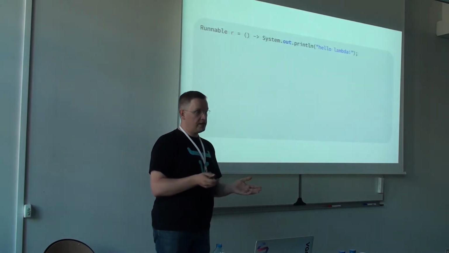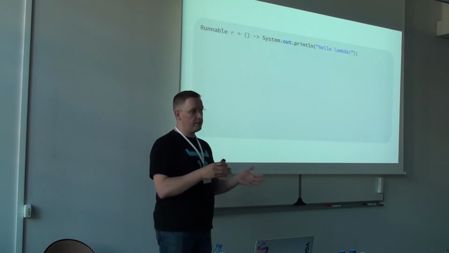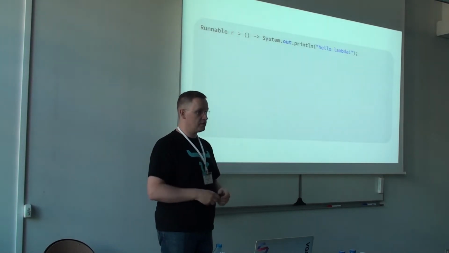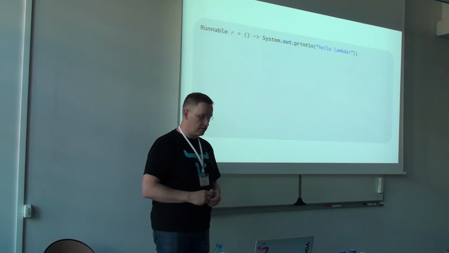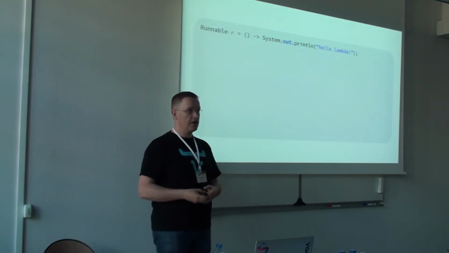So a SAM is any interface with exactly one method in it. It doesn't matter what method it is, what parameters the method takes, or what it returns, but the count must be exactly one. And if that's true, then the interface is a SAM and you can use a lambda for it.